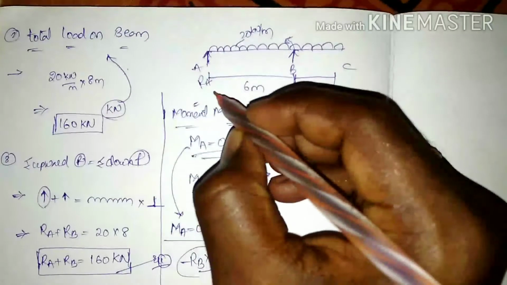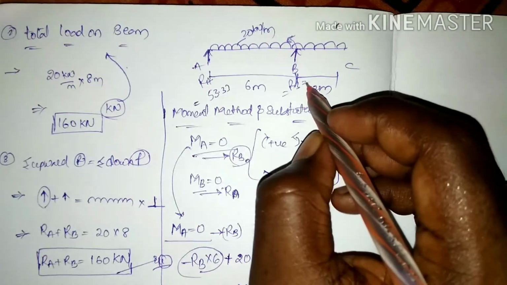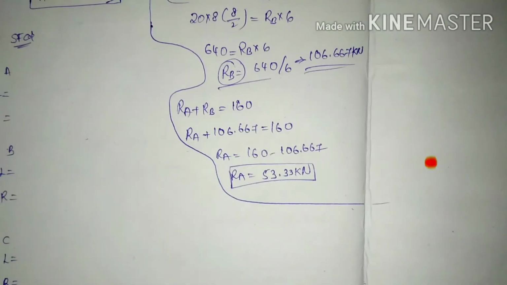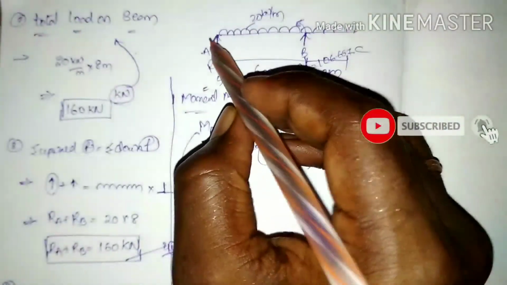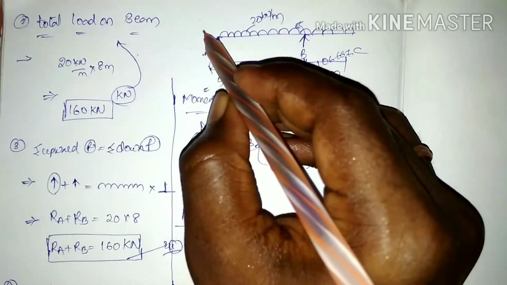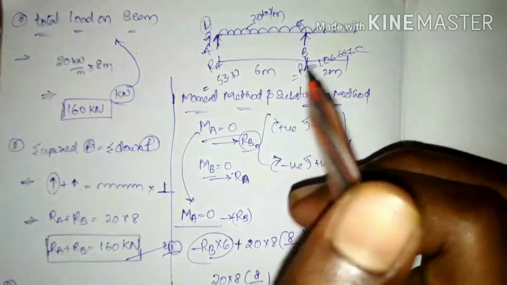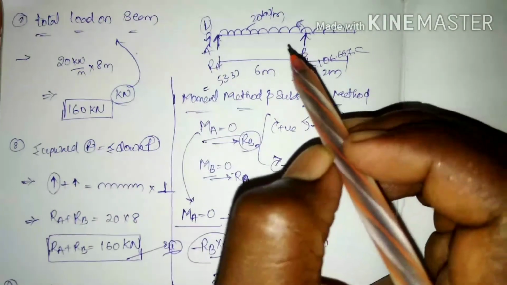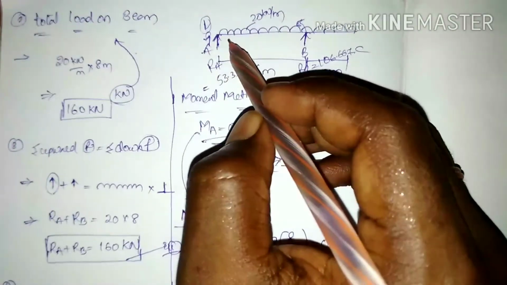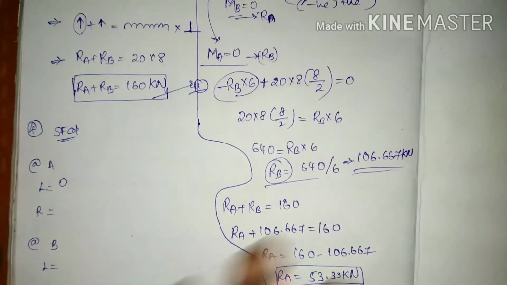Let us see the diagram here. We have RA equal to 53.33 and RB equal to 106.667. Shear force at A for the left of A: when I stand here, at the left of A, and look forward to the left side of the beam, since there are no supports, loads, or reactions acting on this beam, it is going to be 0.